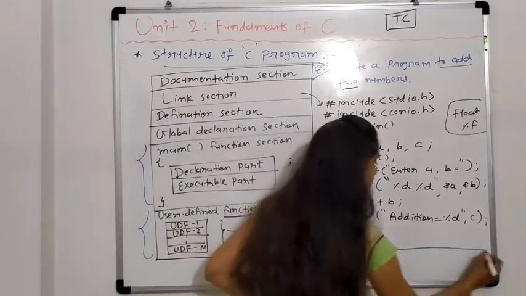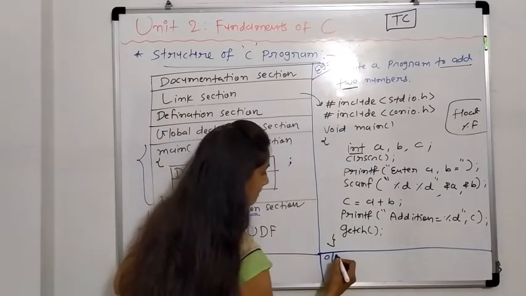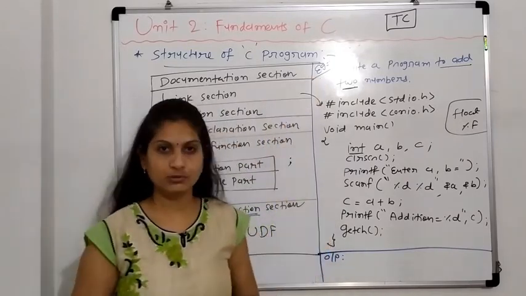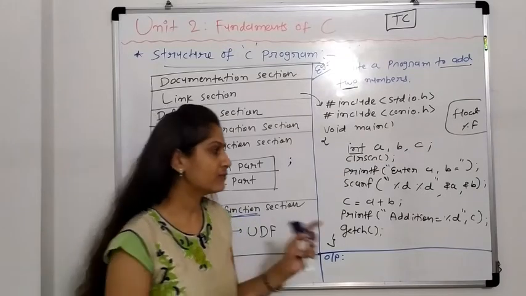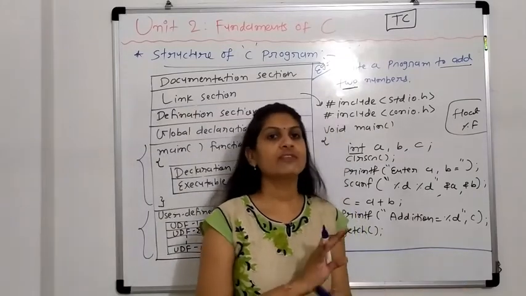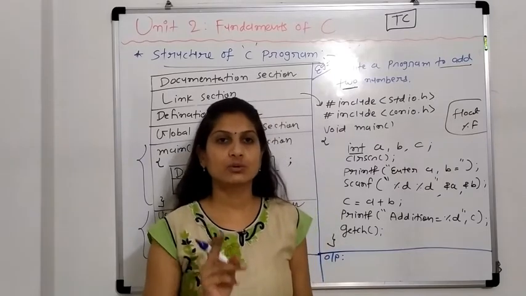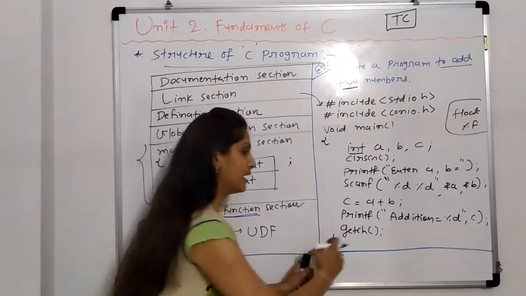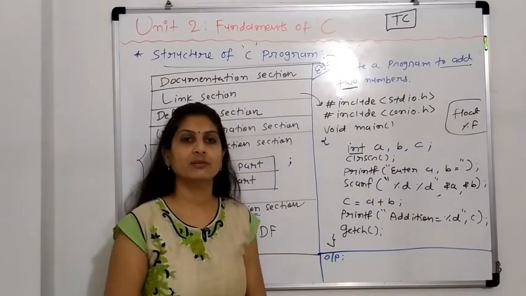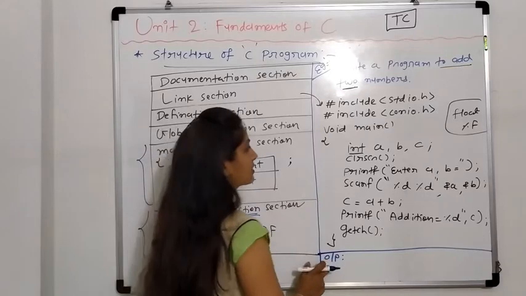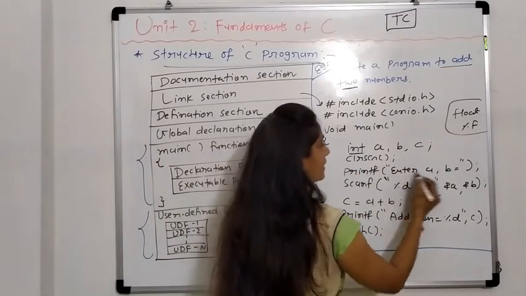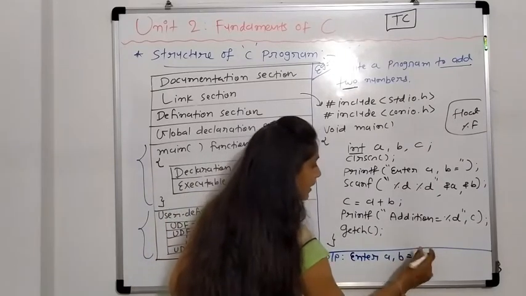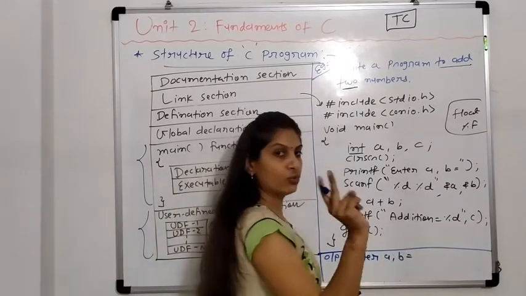Now what is the output of this program? How is it executed? We first write the code on the blue screen, that is our editor. Then press Alt F9. If there is no error, meaning errors are 0, then press Ctrl F9. That runs our program and our black output screen will appear. In the output screen, first the message is printed, that is enter a comma b.